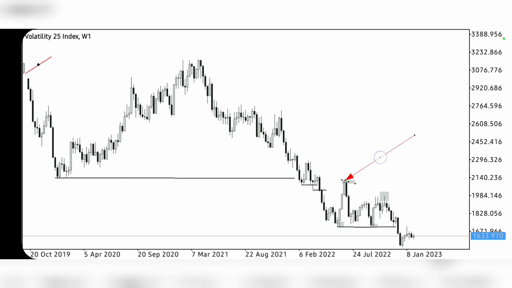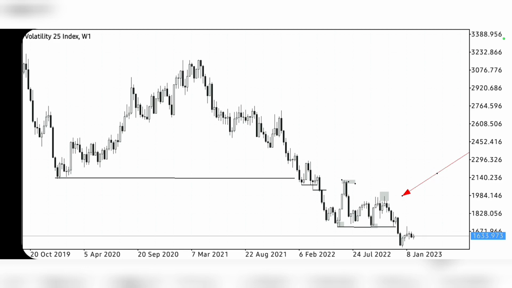So if we break this high, we are not expecting the market to just change movements like that. If we break this high, we're expecting the market to come into our internal structure to continue the move to the downside.